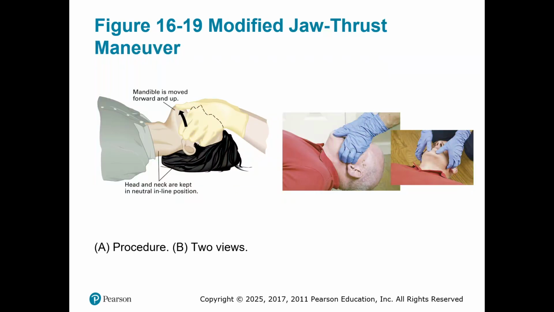Here's your modified jaw thrust. The head and neck are kept in that neutral inline position. The mandible is moved forward and then up. So that mandible is moved anteriorly, right? And you have to remember these medical words, because when you're taking an exam, if this said the mandible is moved forward and posteriorly, then you would be wrong, right? Because that would mean you would move it up and into the back. So it has to be moved forward and then up, or anteriorly.